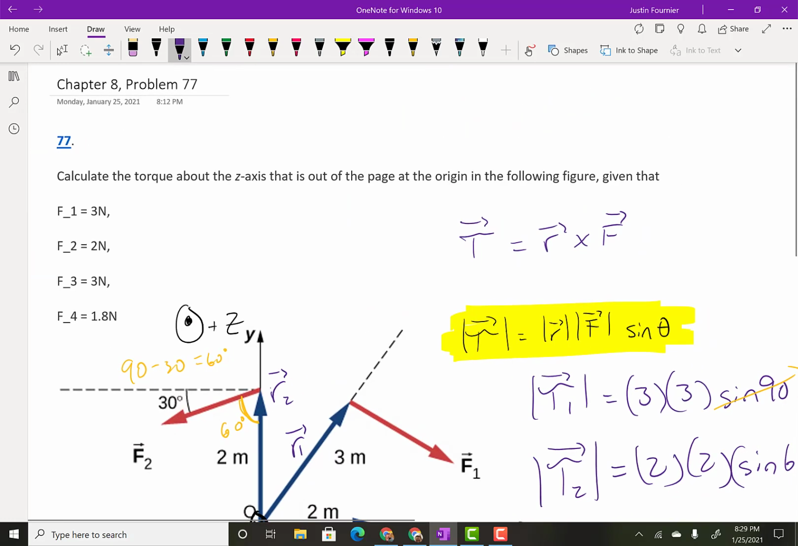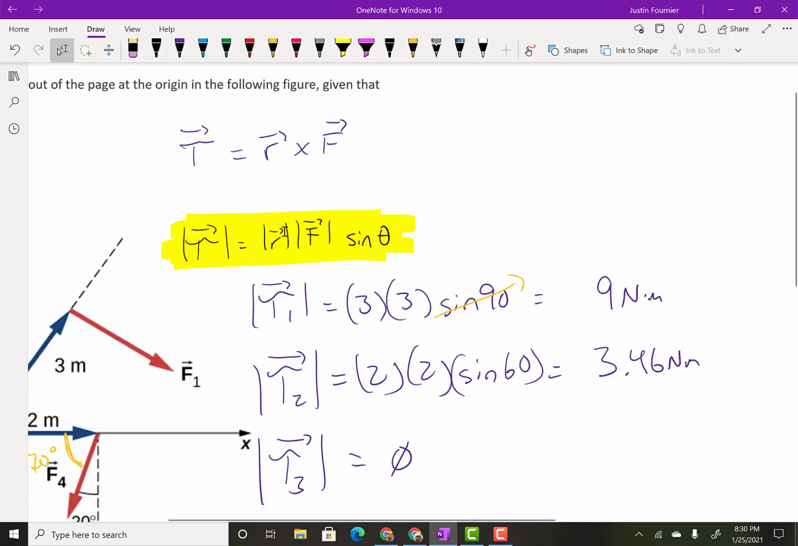Now, are they asking me to find the net torque? Calculate the torque about the z-axis that is out of the page at the origin in the following figure. All right, sorry, I just came back to check, because they're saying the torque about the z-axis. They're saying the positive z-axis is out of the page, which is pretty much what I established over here. And I guess they seem to want us to calculate the net torque. I wish this said net torque.